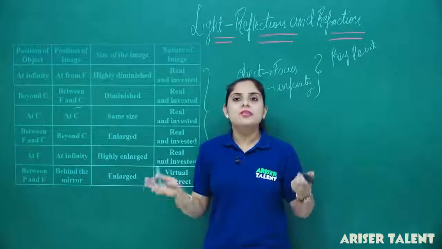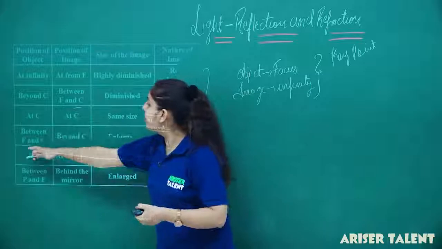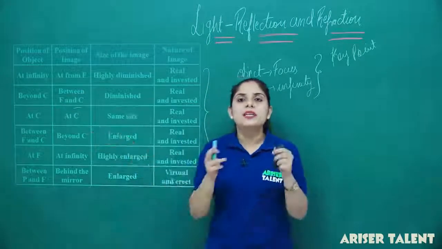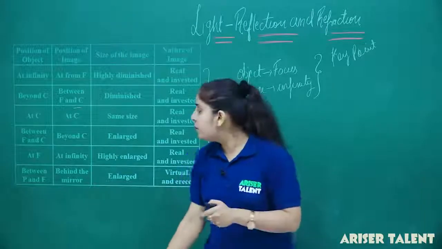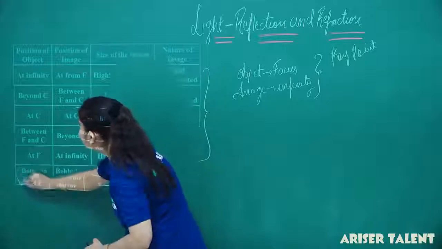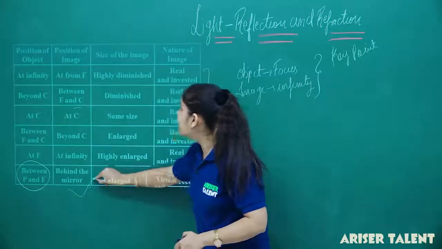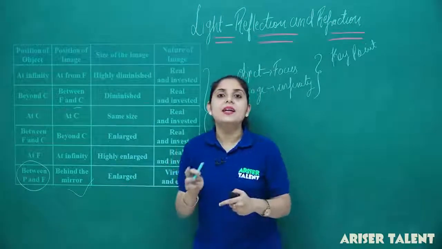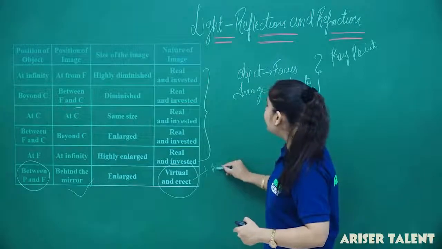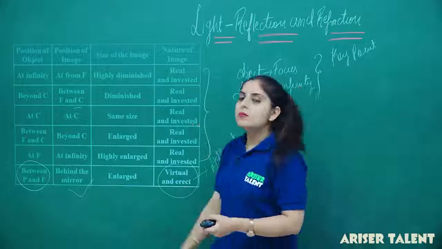If you place the object at C, you will get the image at C, but if you place the object between F and C, you will get the image beyond C. And again, if you place the object at focus, you will get the image at infinity, but there is one different case. If you place the object between pole and focus, you will get the image behind the mirror, and it is very large, and it will be in the form of the virtual and erect image. So this is the only different case we have in case of these mirrors.